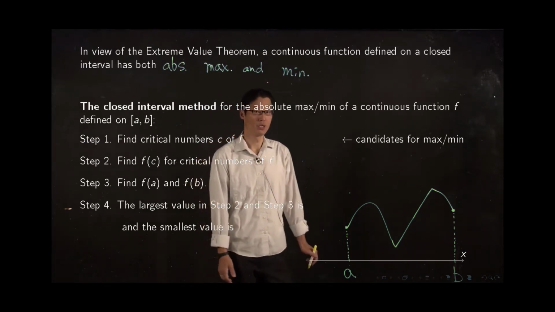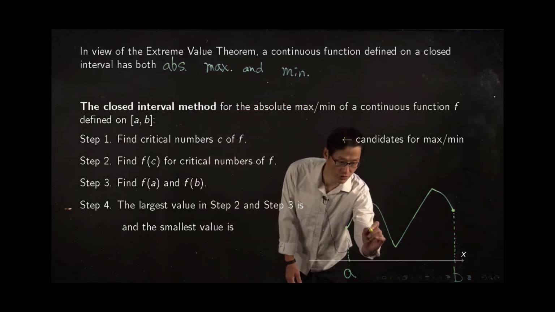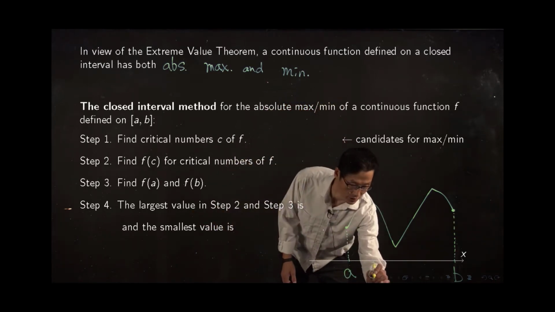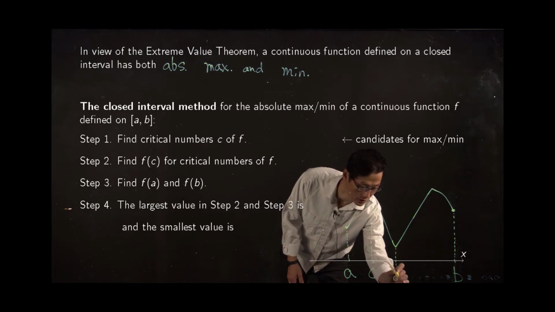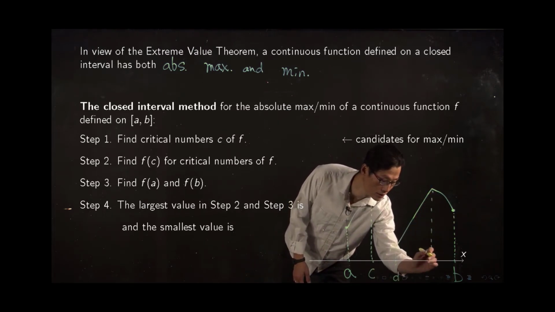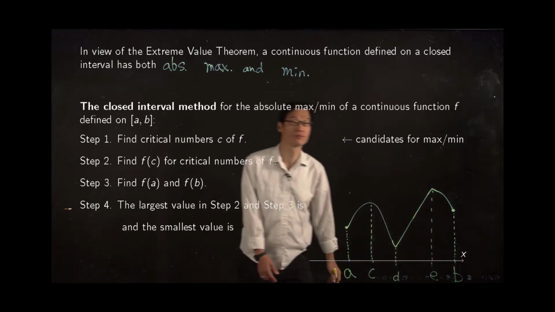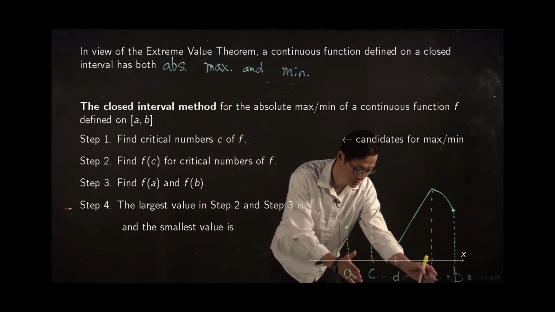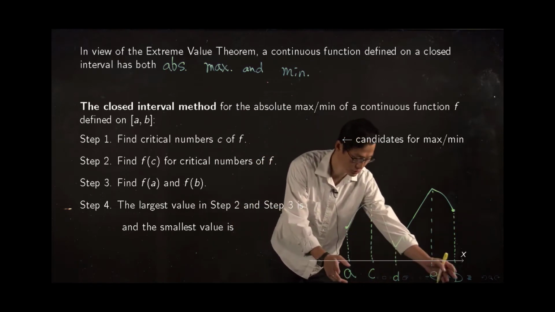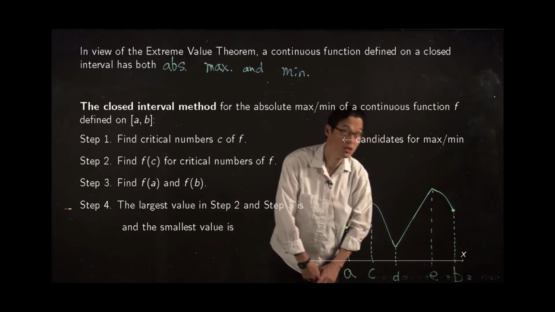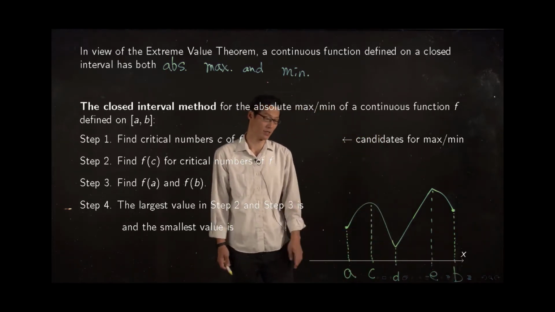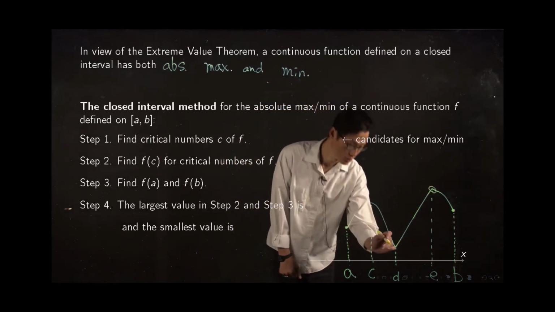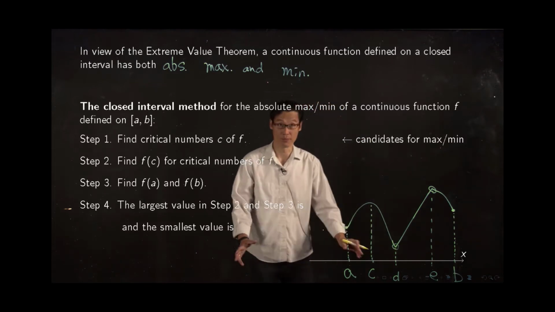So for example, we have in this figure critical numbers, say c, d, e. So we have 3 candidates from critical numbers, and in step 3 you consider the 2 endpoints as well. So far we have 5 candidates, and then you pick the largest value for absolute maximum, the smallest value for absolute minimum.